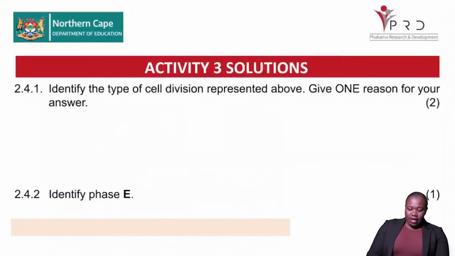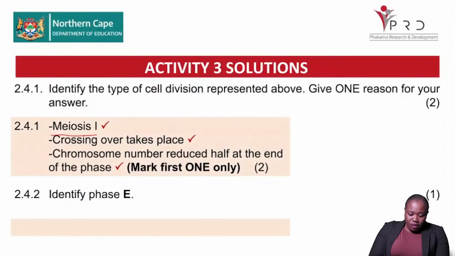Okay, let's have a look at the questions. The first one is 2.4.1. It says identify the type of cell division represented above. Right, so we know that it is meiosis. However, is this meiosis 1 or meiosis 2? So here we are looking at meiosis 1.